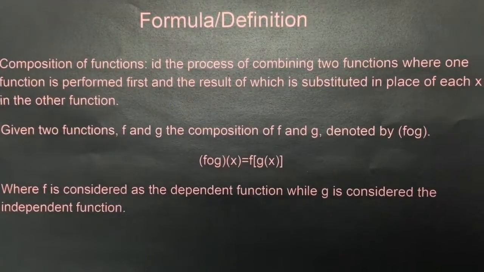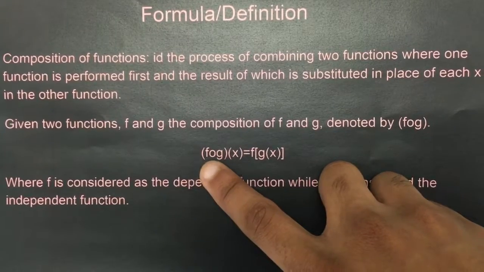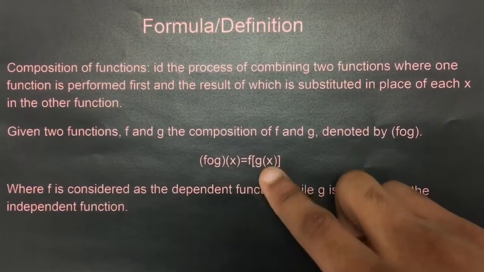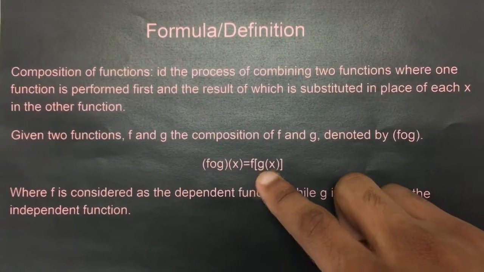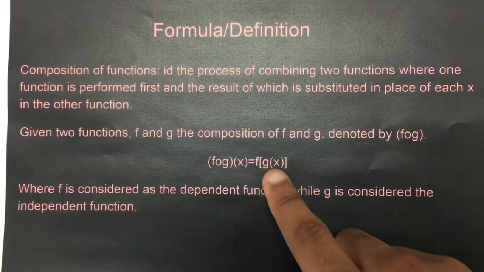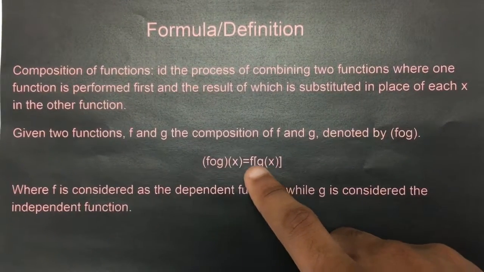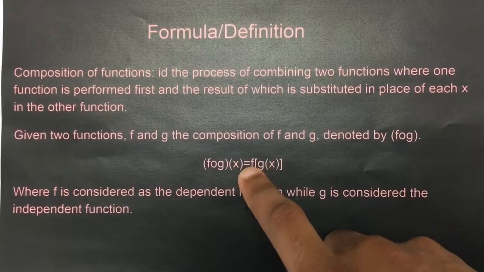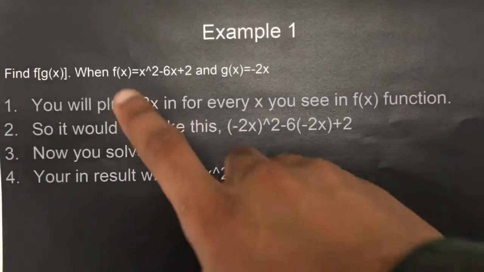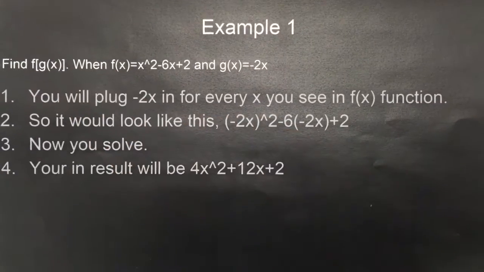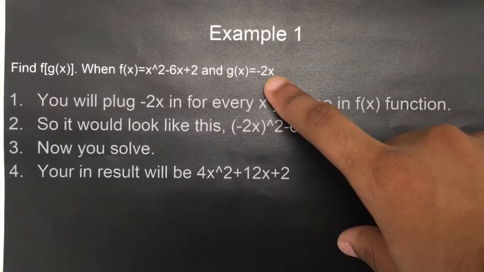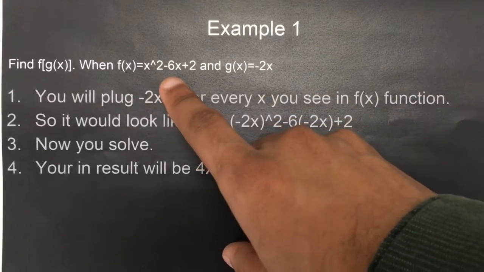The formula for composition of functions will either look like this, which stands for f of g of x, or this, still f of g of x. You are basically just taking the inside function and substituting it in for every x you see in the outside function. For example, if you want to find f of g of x, you would take everything that's in g of x and substitute it in for every x you see in f of x.